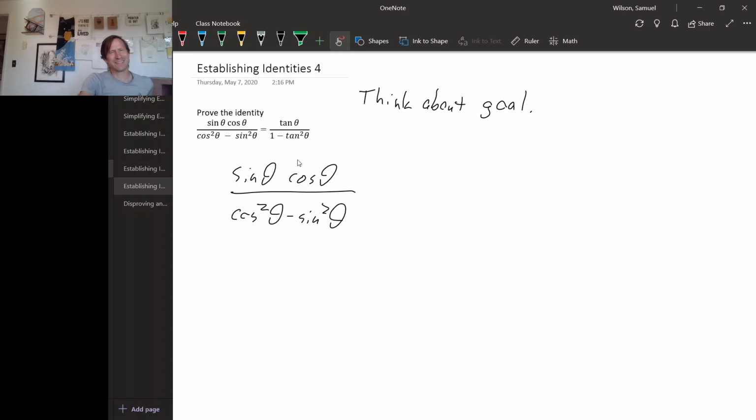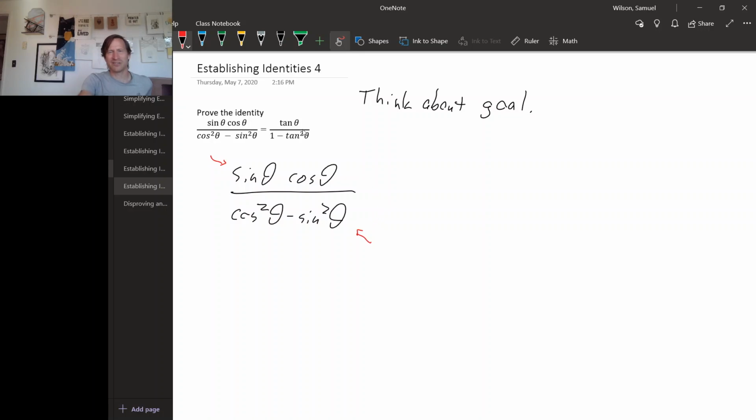So, to turn this into some tangents, we have to get some sines over cosines. That's how you make tangents. You divide sines by cosines. And there are two places where sines show up. There's a sine here. So we need to get this sine here over a cosine. And there are two copies of sine right there. So we need to get that over some cosines as well.